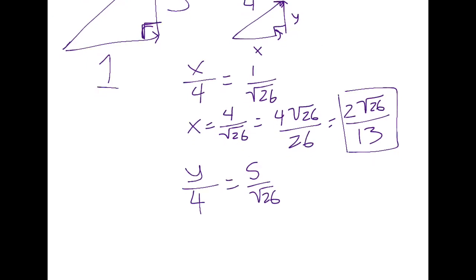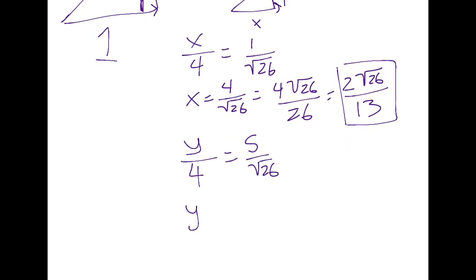Similar setup. And then again, I'm going to get y equals 4 times 5 is 20 times the, what am I doing? Let me show you this actually. This will make it a little bit easier for us. I'm multiplying that 4 up, so I'm going to get a 4 times 5 in the numerator there, and then the root 26 in the denominator.